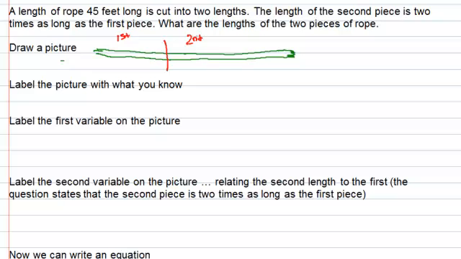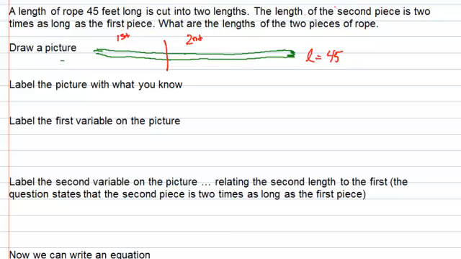So we're just doing it bit by bit. So far we haven't used any math. We're just using critical reading skills here. So length of rope cut into 2 pieces. We know that the entire length is 45 feet. So again, haven't done anything interesting yet. The length of the second piece is 2 times as long as the first.